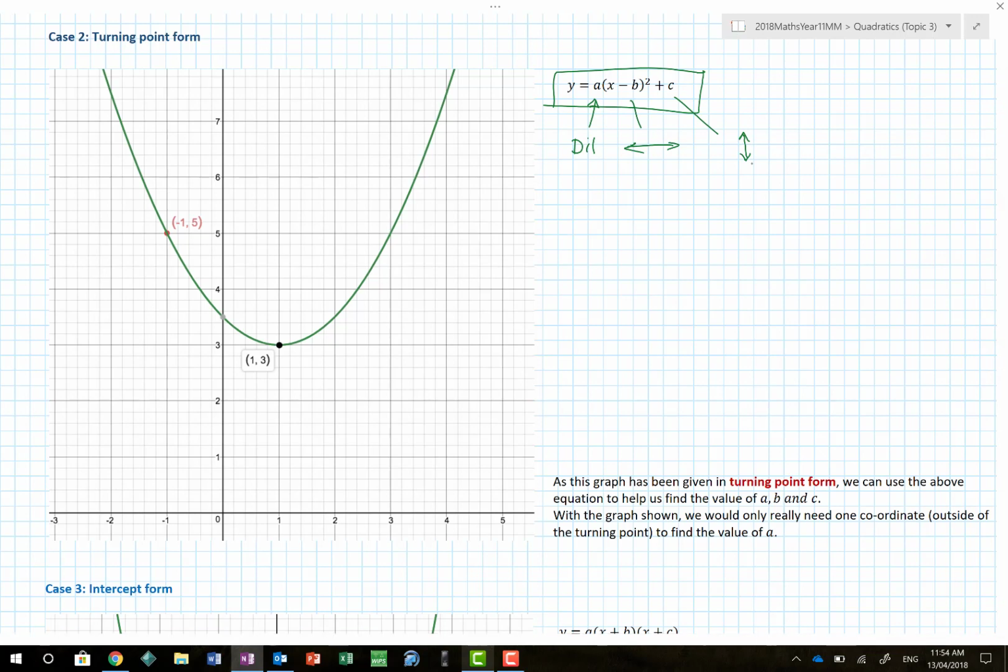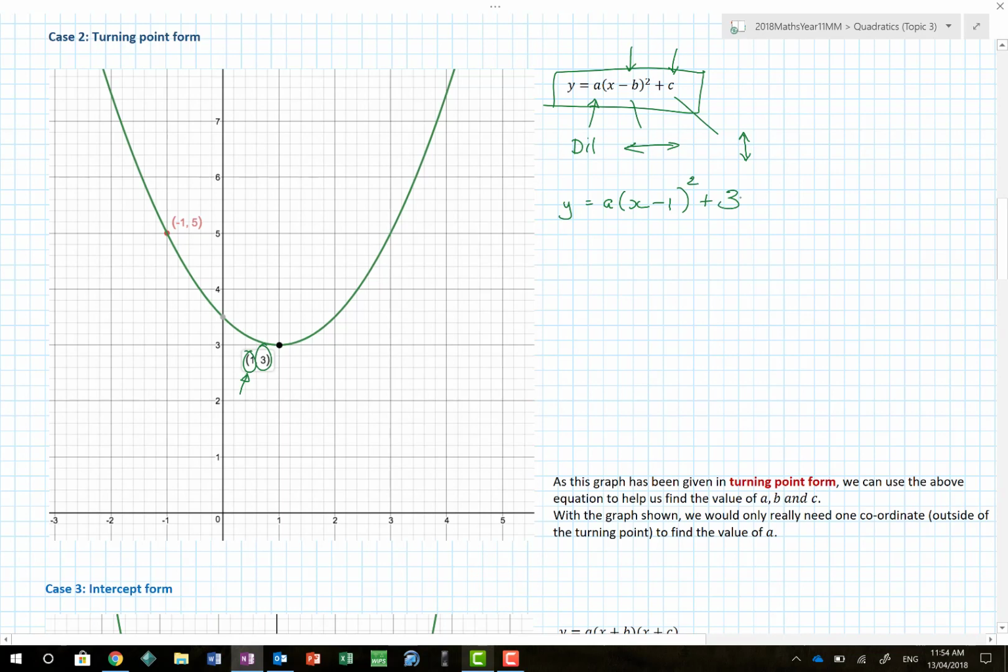Well, the great thing is, because it's in turning point form, we can automatically see the values of B and C, because we now can say that y is equal to a, x minus b. We know that value there is 1, so it must be minus 1, because it's positive 1 here, it's the opposite inside, squared, plus c. Well, that's my vertical translation. That's my y value, plus 3.